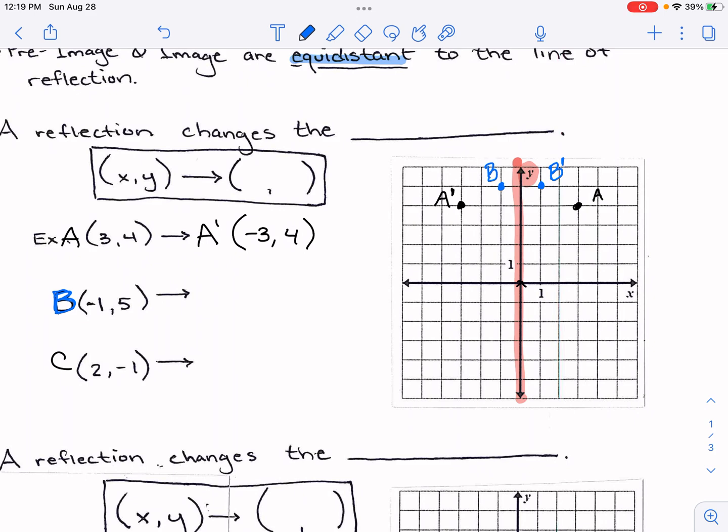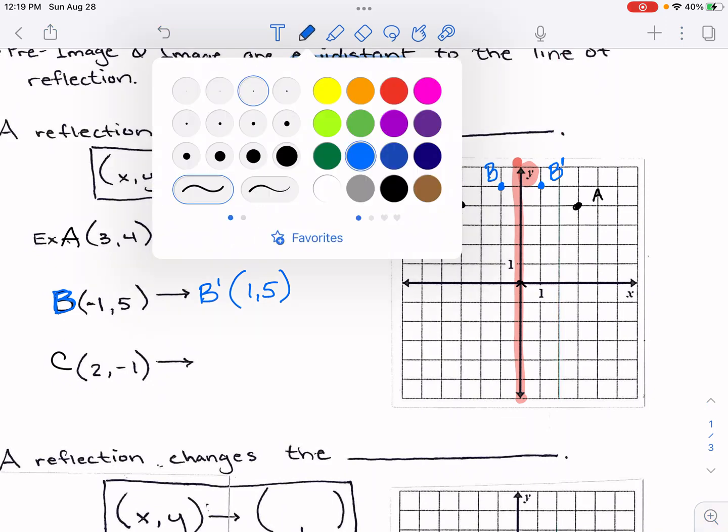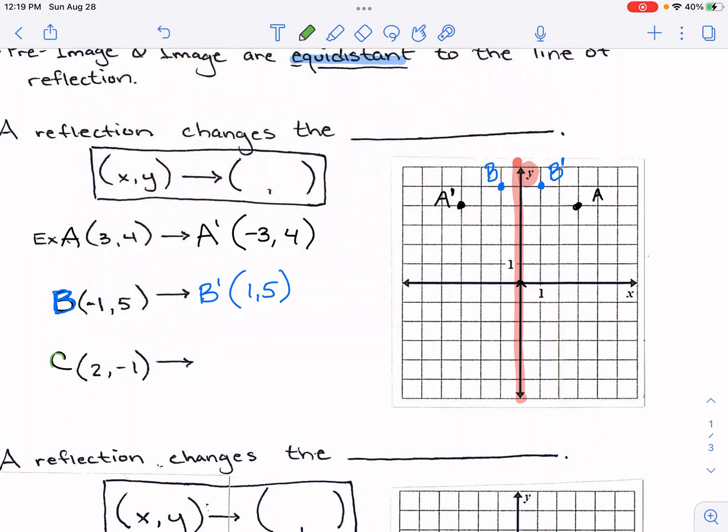All right, so let's go ahead and put B prime. And that is, from the origin, we go 1 to the right, 5 up. So that's +1, +5. All right, and then finally, we'll put this in green. For C, 2, -1. So that is 2 to the right, and -1 is 1 down. All right, so right here, we're going to go C.